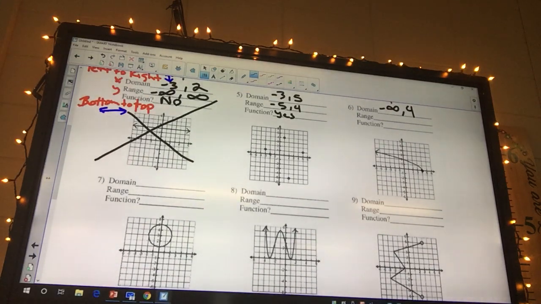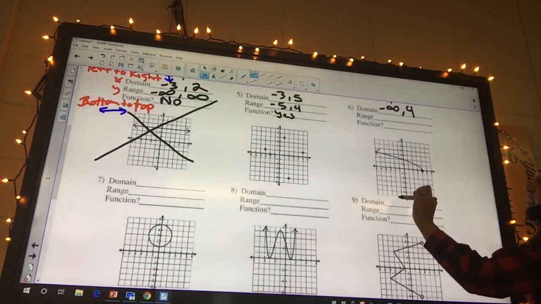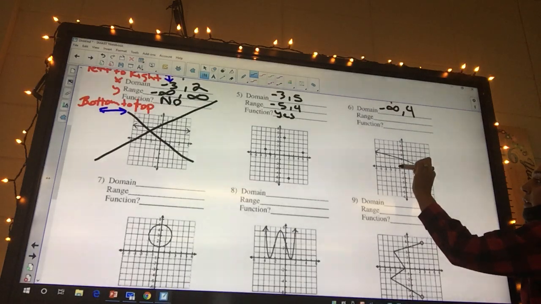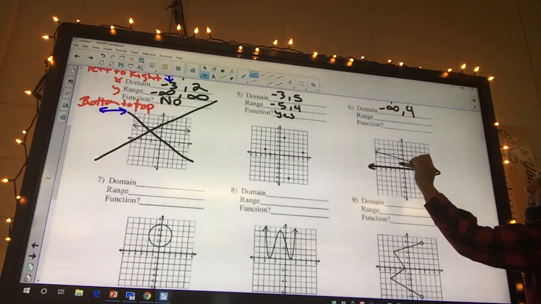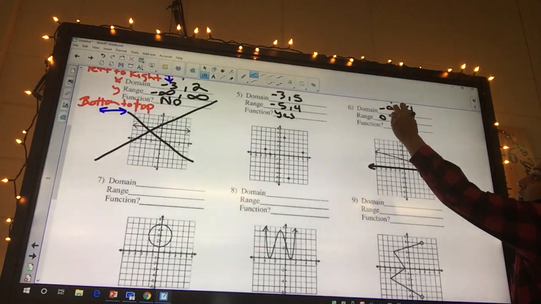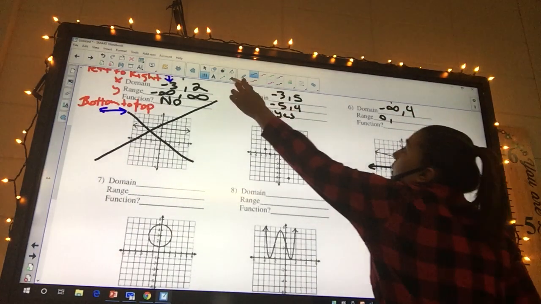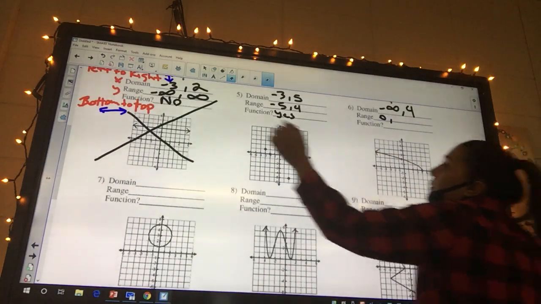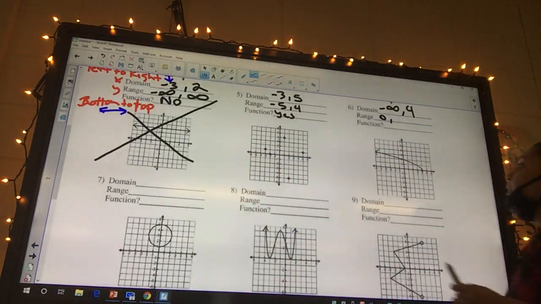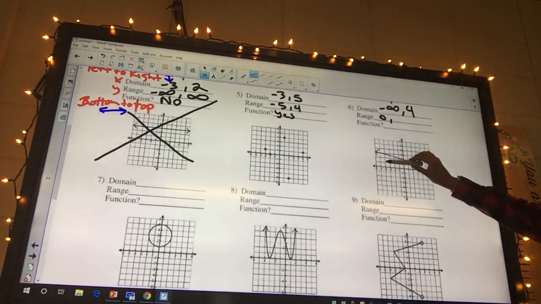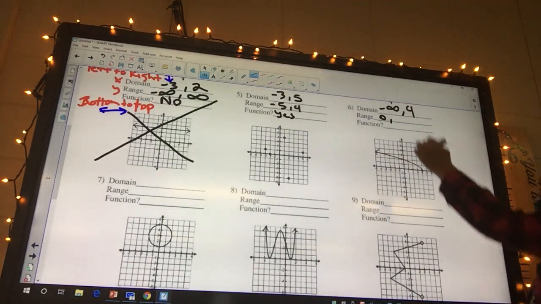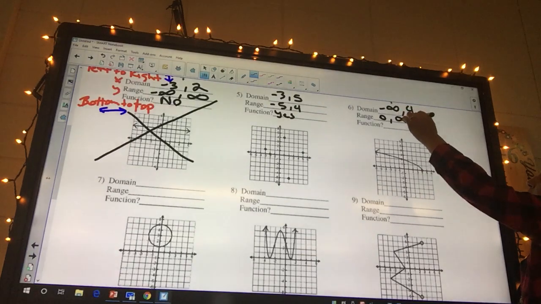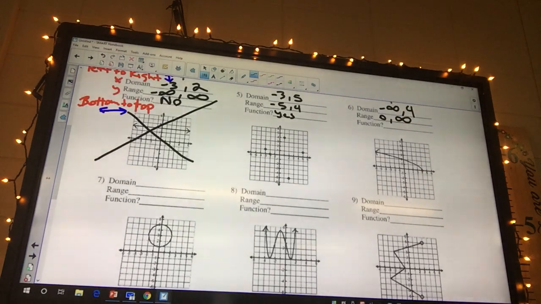Okay, and then the range, I start from the bottom. So what's the first part of the graph that I hit? Okay, well, it's right here on this line. So that's going to be at 0. And then I start my line and I keep going up until the last part of the graph, which is here. And there's an arrow there, so it's going to be to infinity.